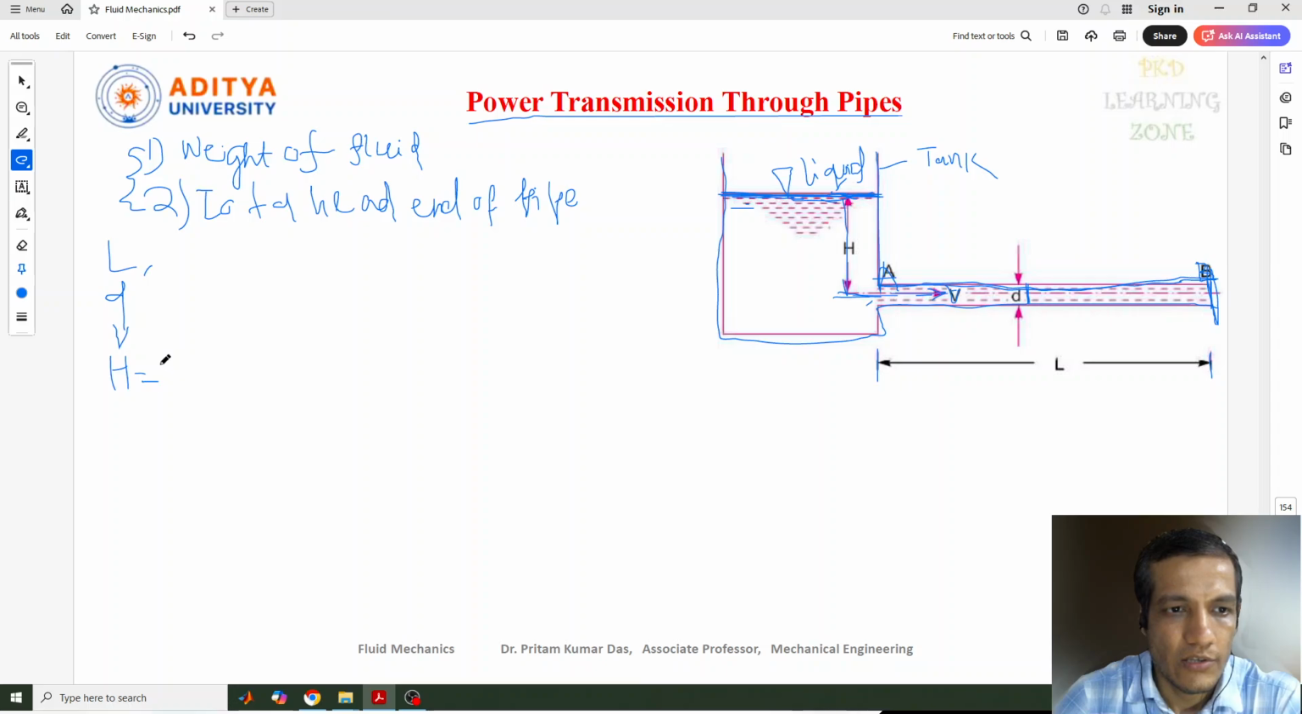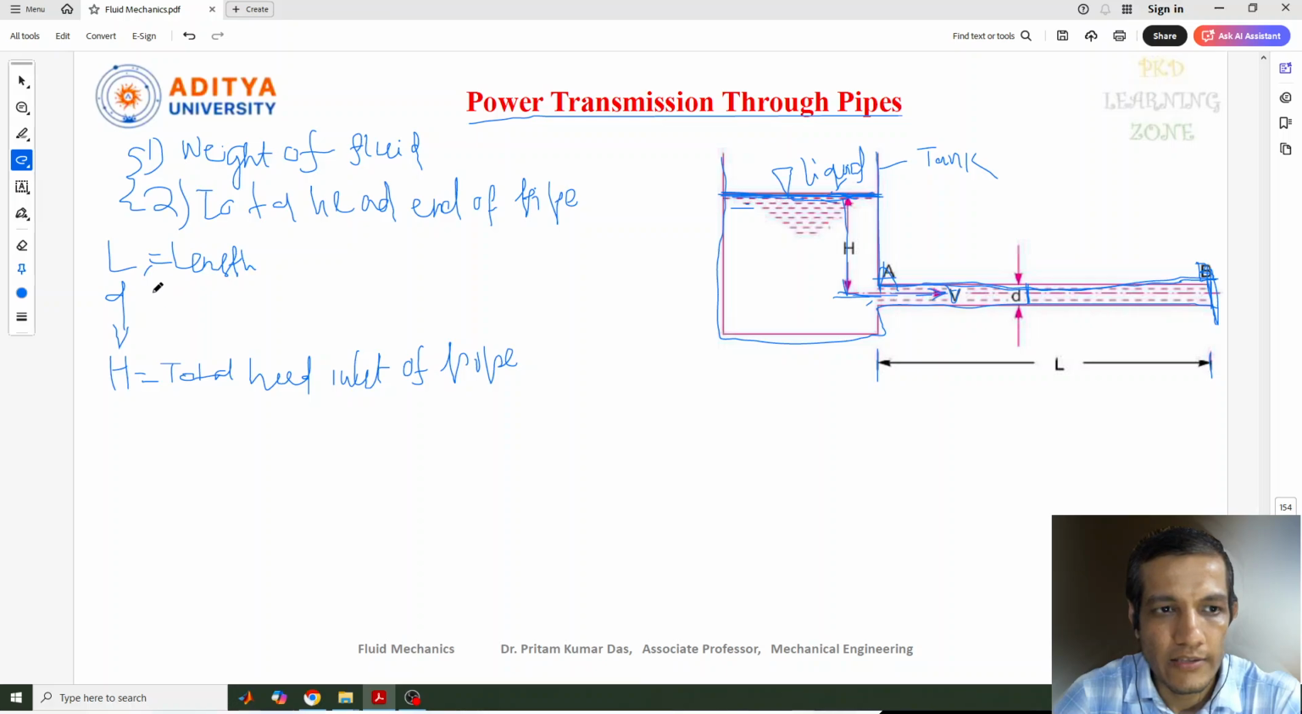So this is the total head at the inlet of the pipe. And this is about length, as I told you. And this is about diameter. And this is about the velocity. So these are the terms.